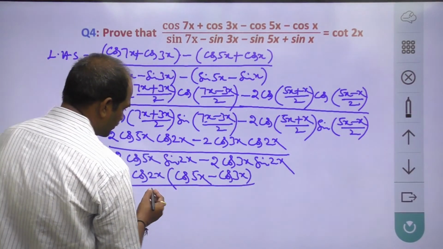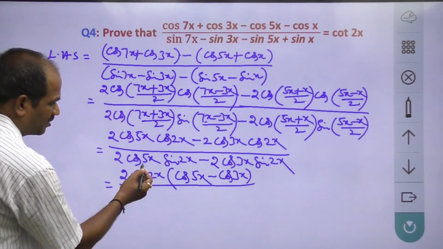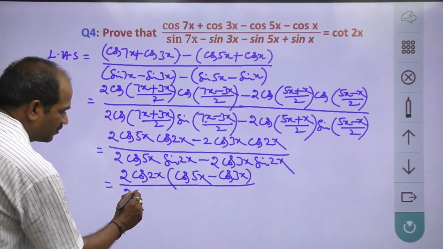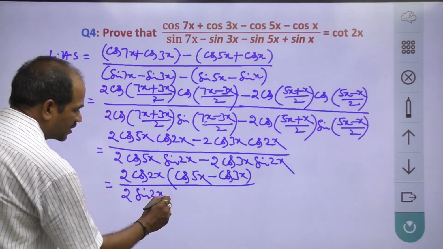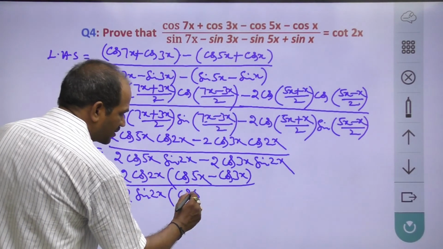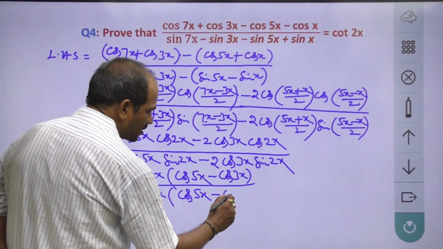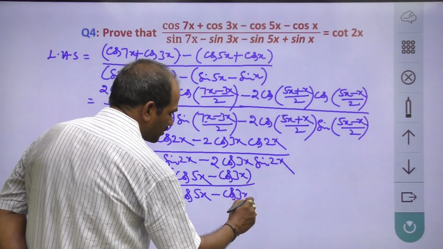Followed by, in the denominator, 2 is common and sin 2x is common. So 2 sin 2x is common, and inside we have cos of 5x minus cos of 3x.